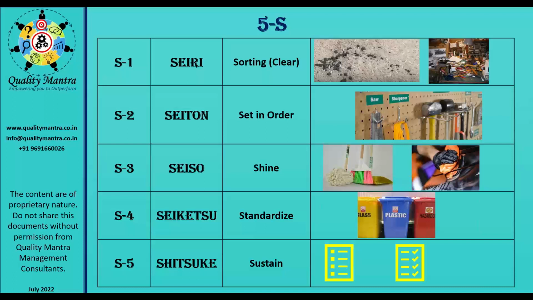And S5 is SHITSUKE, that is sustenance. Now we have to sustain whatever we have done in S1, S2, S3 and S4. So for the standardization, you may have to carry out an audit. You may have to prepare certain documentation so that the efforts are directed towards maintaining and sustaining the condition that has been achieved from S1 till S4.